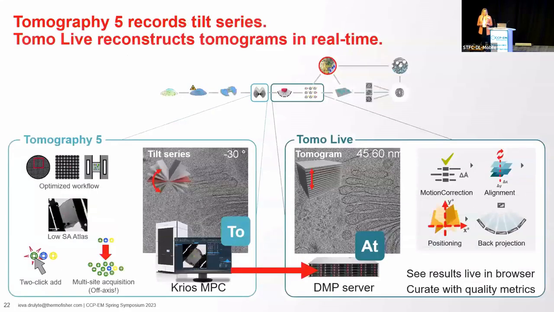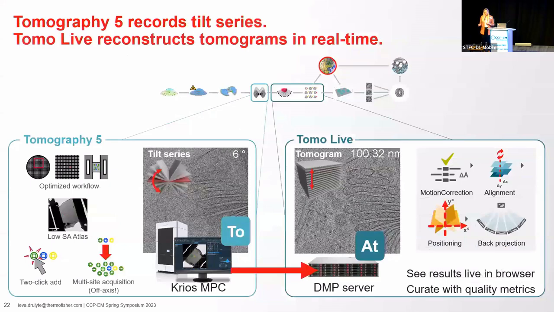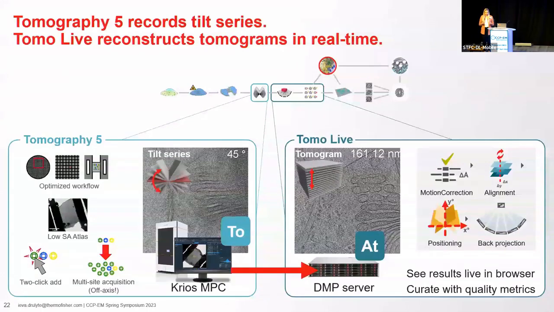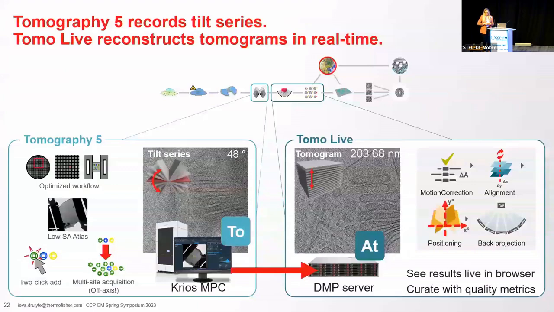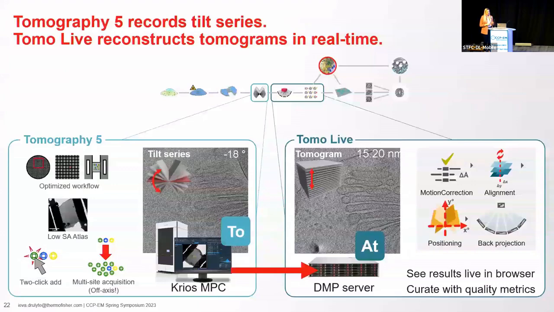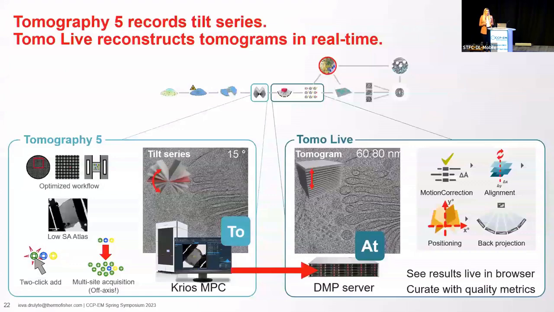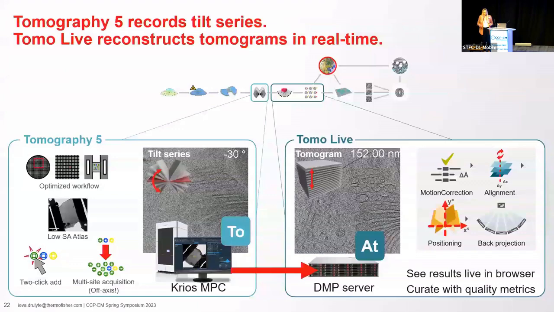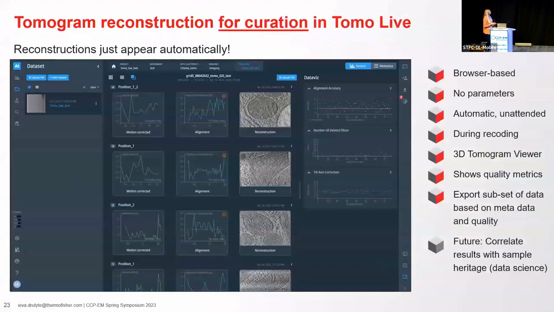So what TomoLive does, it actually reconstructs all the tomograms real time as they're being collected by Tomo5 software. And the processing is done on the DMP server, so stuff like motion correction, stack alignment, and then reconstruction happens live as you collect the data, and you can view the results in the browser window, like on the microscope. This is how it looks.